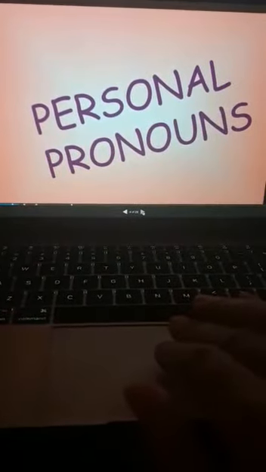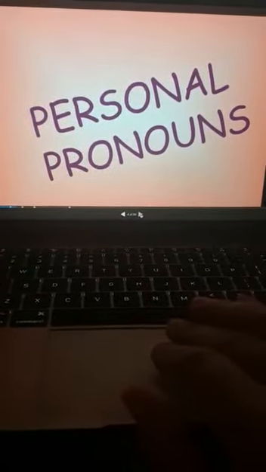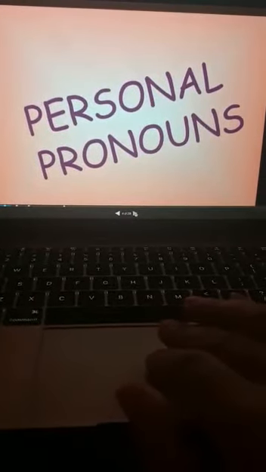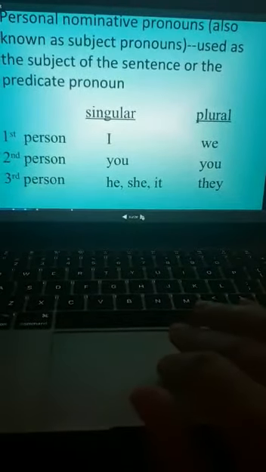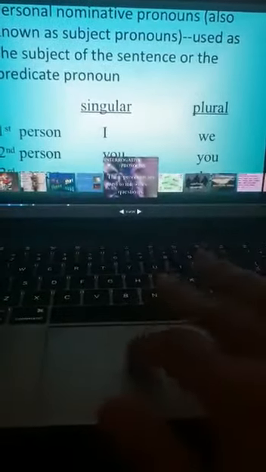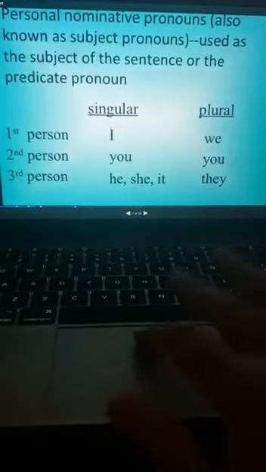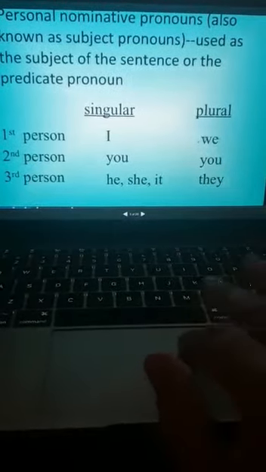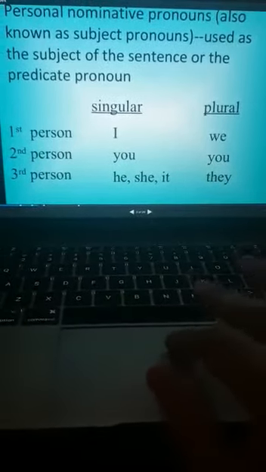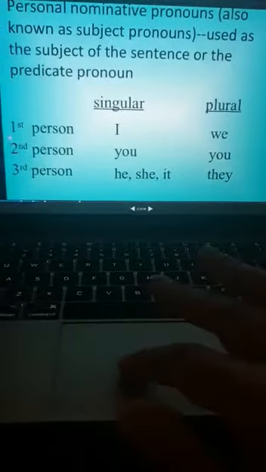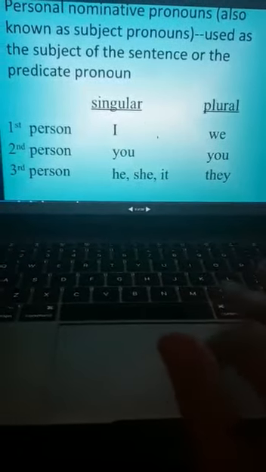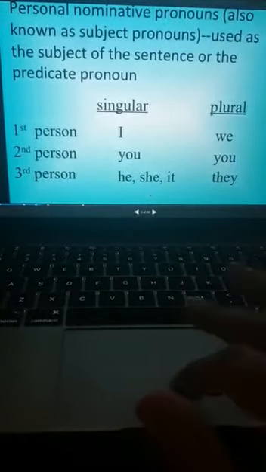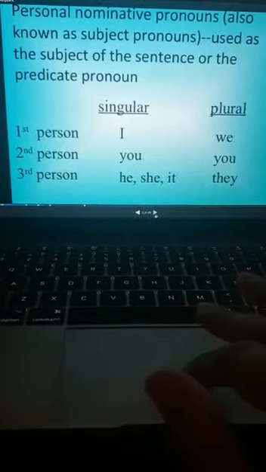First and foremost is the personal pronoun. They are derived from the three persons, and they can be used as subjective pronouns. See, these are the singular subjective pronouns, and these are the plural subjective pronouns. Whatever pronouns we can use as subject pronouns, they are called subjective pronouns.